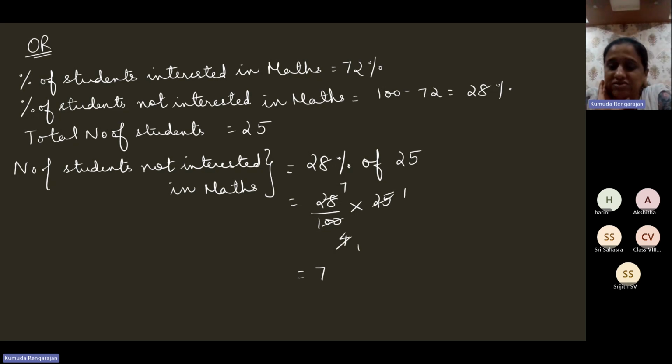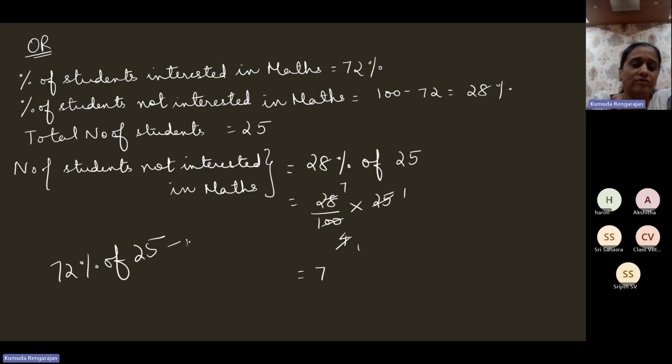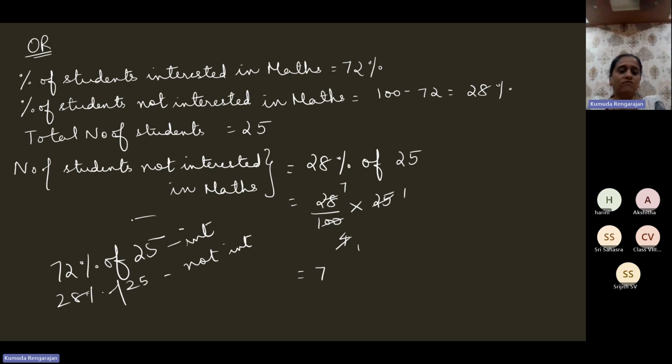28% not interested. So when you find 28% of the total 25, you will get the number of students who are not interested. When you find 72% of 25, you will get the number of students interested in mathematics. When you find 28% of 25, you can get the number of students not interested in mathematics. That's all it is. After "of", you should use the total number of students.